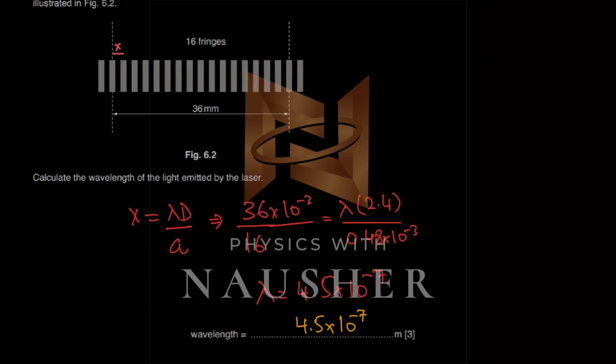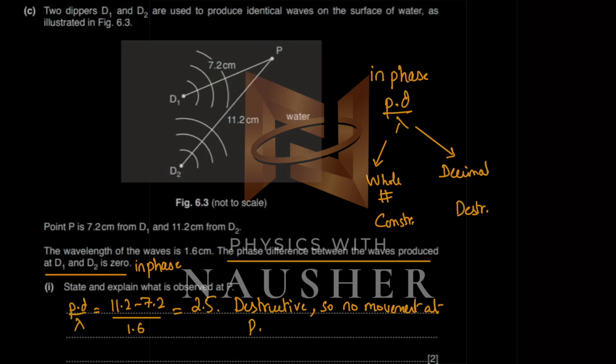I've already done the calculation for you, and the answer to the wavelength is 4.5 × 10^-7. Now, whenever you get this sort of question in which you have 2 dippers and they're meeting at a point and they're asking you what is happening, are they meeting constructively or destructively, you must memorize this test. Firstly, you have to figure out, are these 2 sources in phase or out of phase? So the question says the phase difference between the waves produced at D1 and D2 is 0. That means they're in phase.